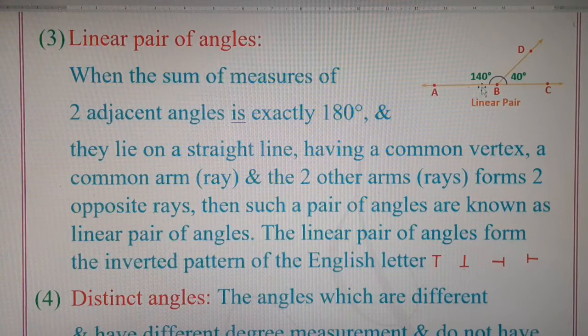So here if angle ABD is equal to 140 degree, then we can automatically calculate the value of measure of angle CBD. The measure of angle CBD will be 40 degree, because when we add 140 degree plus 40 degree, their total will be 180 degree. So we can say linear pair of angles are supplementary pair of angles. Linear pair of angles have their sum total of measures of their angles as 180 degree.